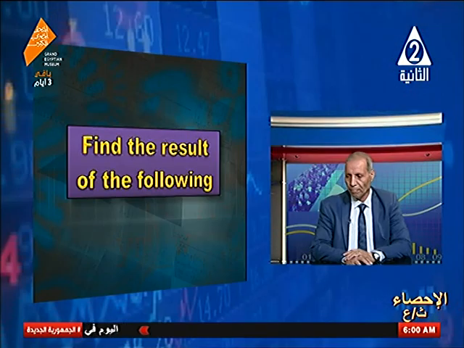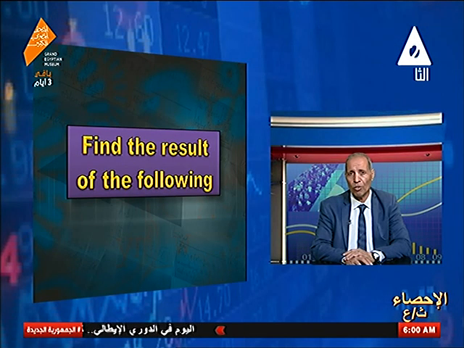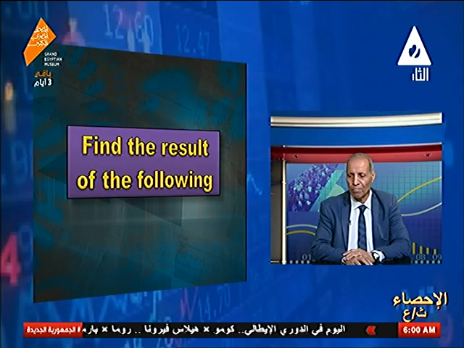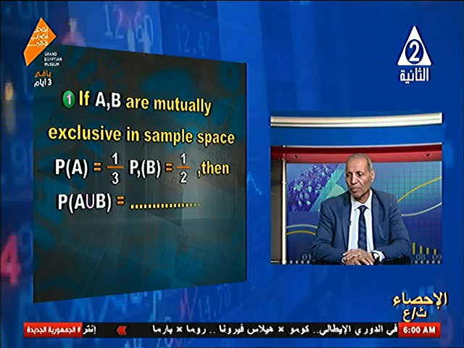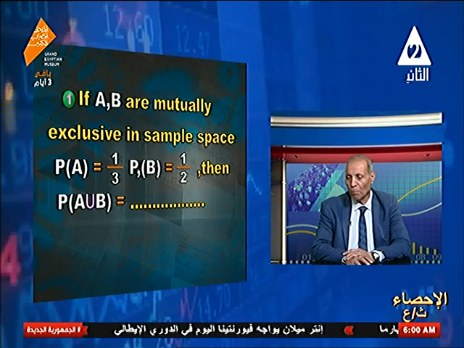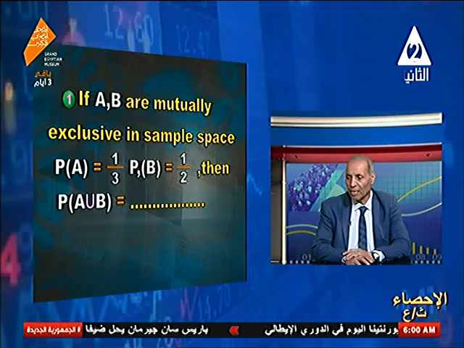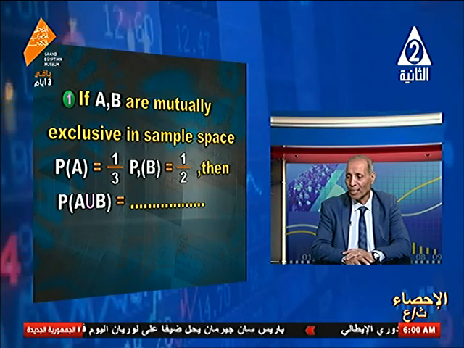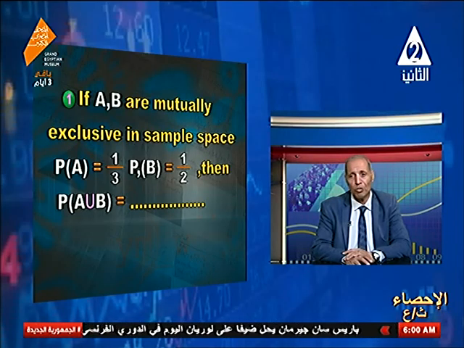Look at revision of Unit 1. My dear student, look at the first example. Find the result of the following. If A and B are mutually exclusive in the sample space, probability of A equals 1/3, probability of B equals 1/2, then what is the probability of A union B?